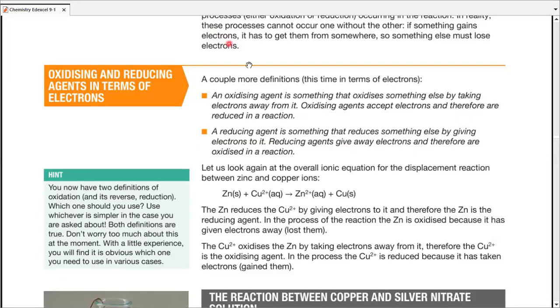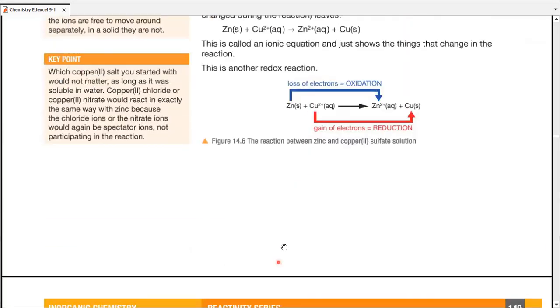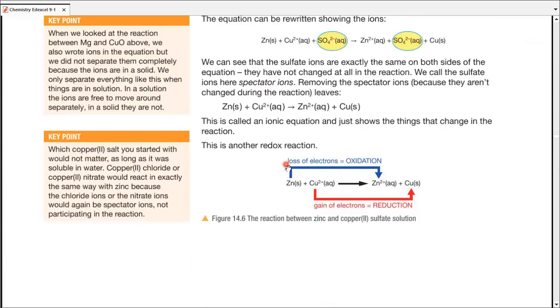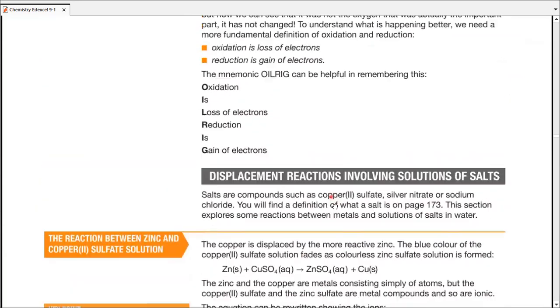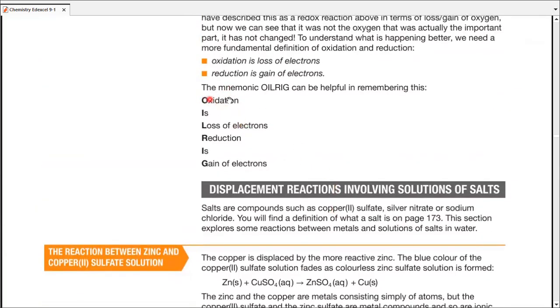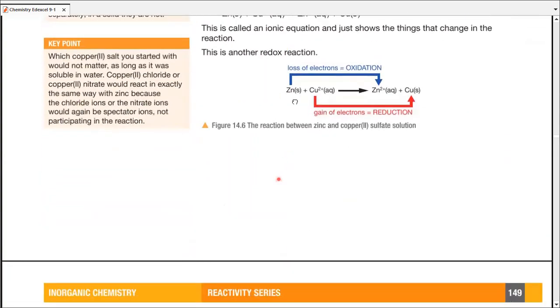So since we are done with oxidation and reduction in terms of electrons previously, we are supposed to start with oxidizing and reducing agent in terms of electrons. But before we do, a quick review. Remember, oxidation was loss of electrons, reduction was gain of electrons. If a species loses electrons, it's going through oxidation. If a species, an atom, a molecule, whatever, is gaining electrons, it's going through reduction.